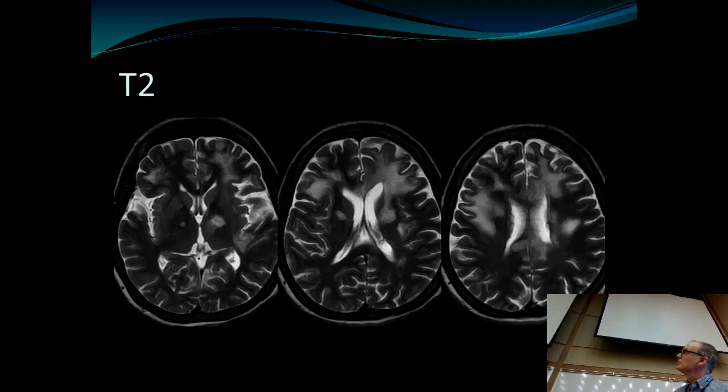So here is a patient that has white matter disease, and that really stands out. You know, the white matter is normally dark, so this is more normal back here, and so we can see lots and lots of white matter pathology here very easily on a T2 image.